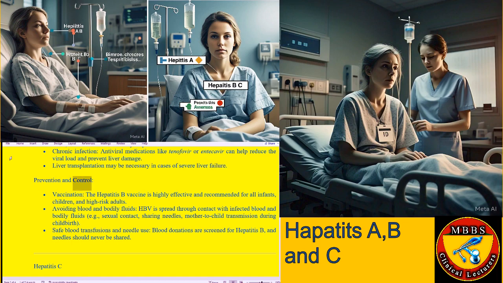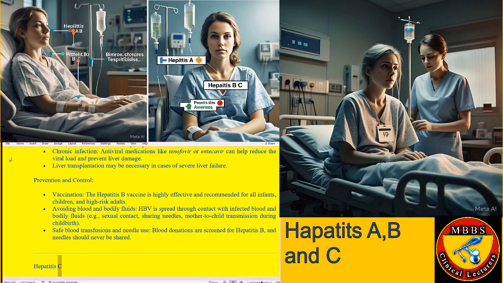Prevention and control. Vaccination: the hepatitis B vaccine is highly effective and recommended for all infants, children, and high-risk adults. Avoiding blood and bodily fluids: HBV is spread through contact with infected blood and bodily fluids, for example sexual contact, sharing needles, and mother-to-child transmission during childbirth. Safe blood transfusions and needle use: blood donations are screened for hepatitis B, and needles should never be shared.